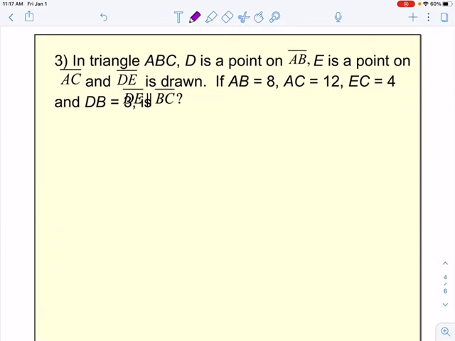Okay, again, formatting here from the conversion. So this should say DB equals 3. And we want to know, is DE parallel to BC? That's what that says, just so we are a little bit clearer there.